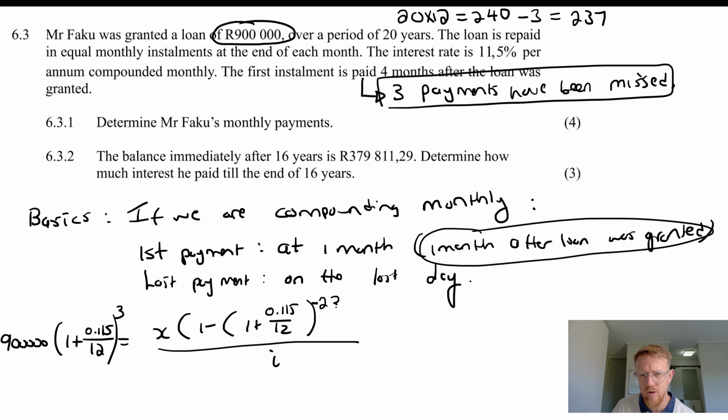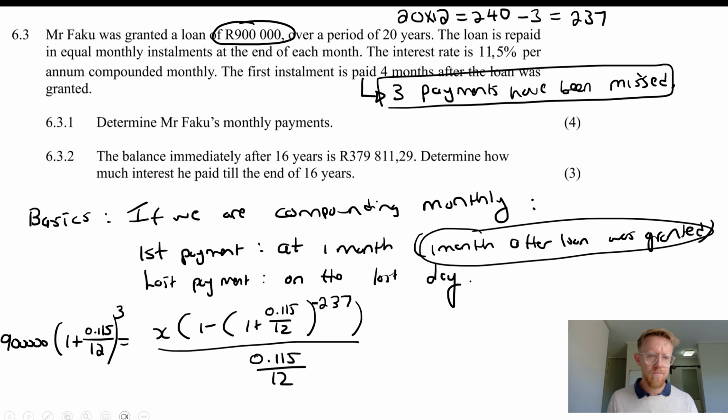So 237 payments. Some of you might be saying, oh, wow, he would have had to make 240, but now that he missed those payments, he only has to make 237. So is that better for him? Well, no, because he's missed those 3 payments. Yes, he's only going to pay 237 times, but they're going to cause this X value to become larger now. So he's going to actually pay more every month now. Okay, and then the interest rate is 0.115 over 12.